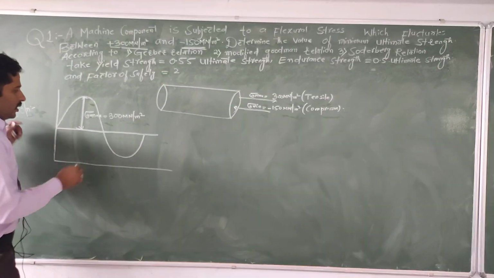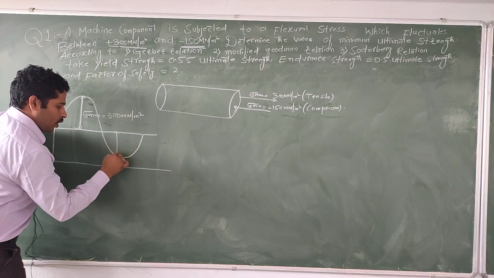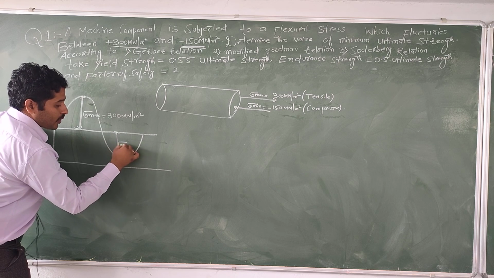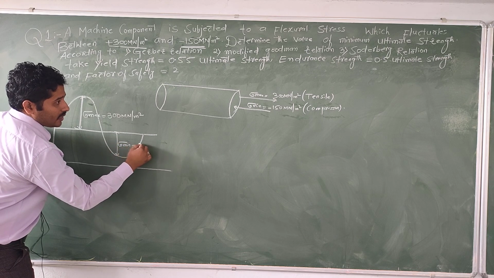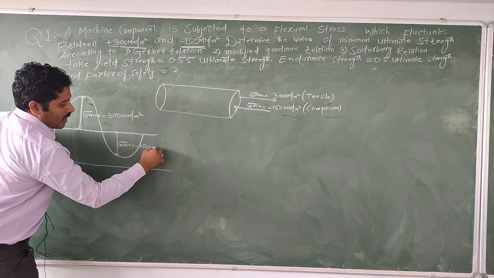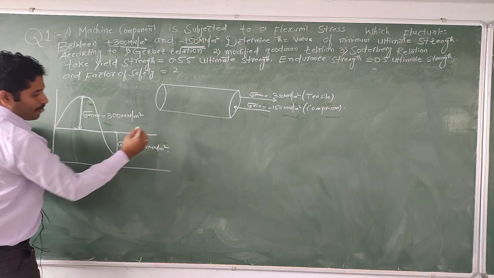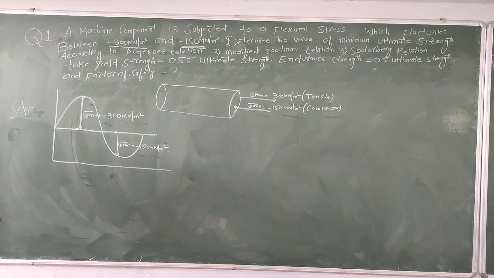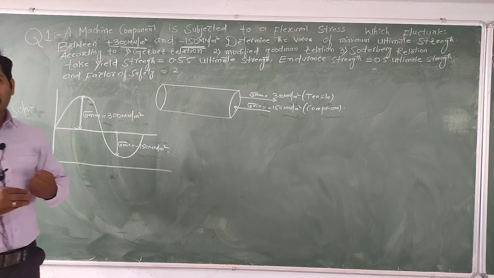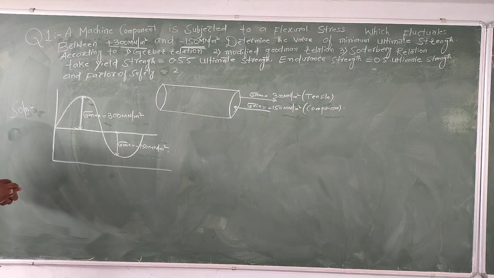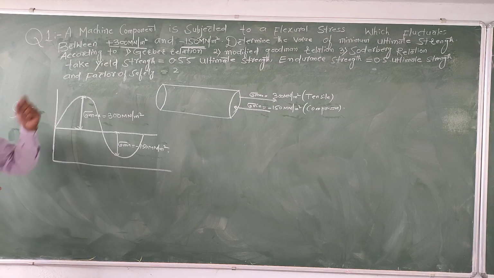Okay, done. The minimum stress given here is minus 150 mega Newton per meter square. As well, we need to determine the value of the ultimate strength of this material. Take the yield strength.